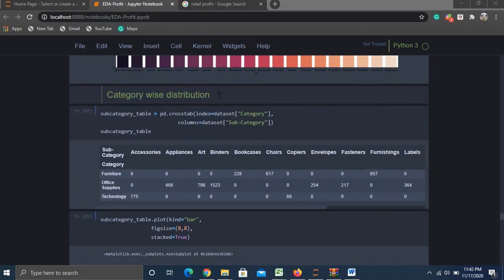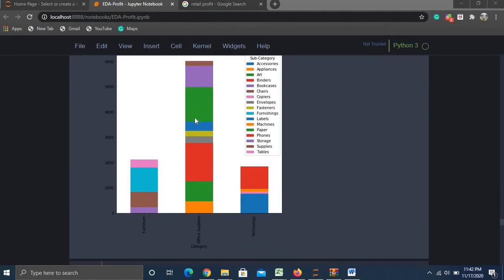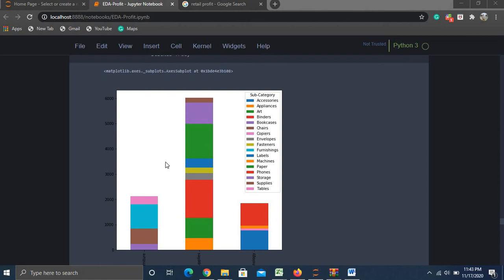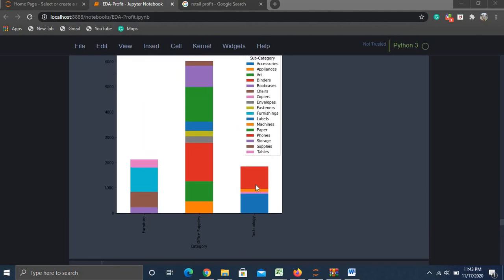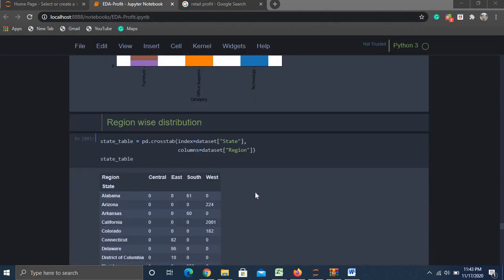Now for the category-wise distribution, we're checking the same thing. You get a pretty high profit from art and office supplies. Over here this must be labels, and this must be the phones. Now let's see where copiers are. Copiers are the pink one here. The company hasn't sold a lot of copiers, but the copiers they've sold, they have made a huge profit on.